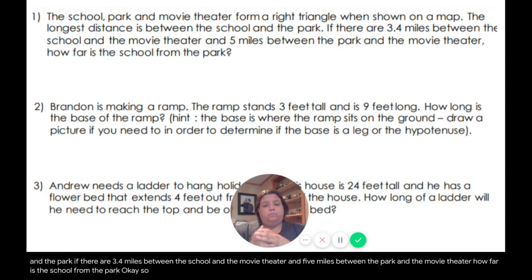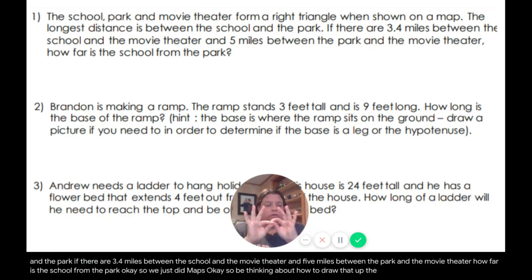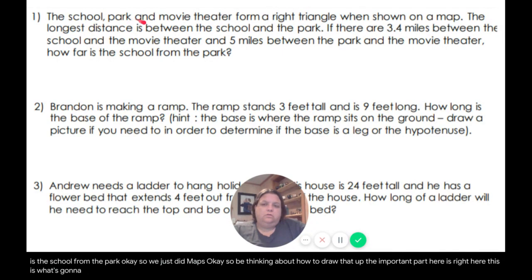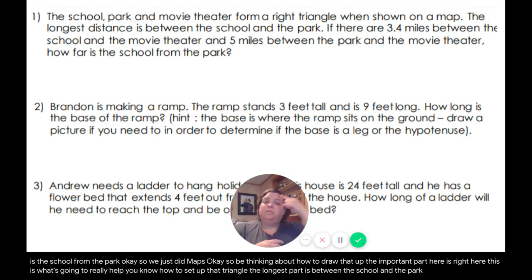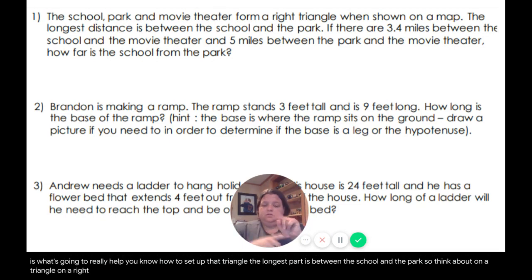Okay, so we just did maps. So be thinking about how to draw that up. The important part here is what's going to really help you know how to set up that triangle. The longest part is between the school and the park. So think about, on a right triangle, which side is the longest? Okay, so that's the first one. So you're going to try to draw that.